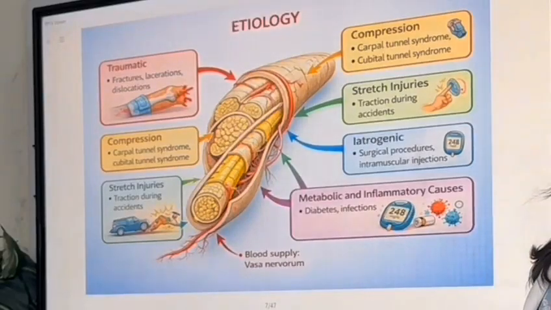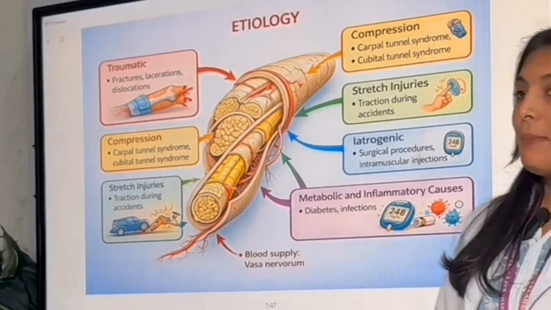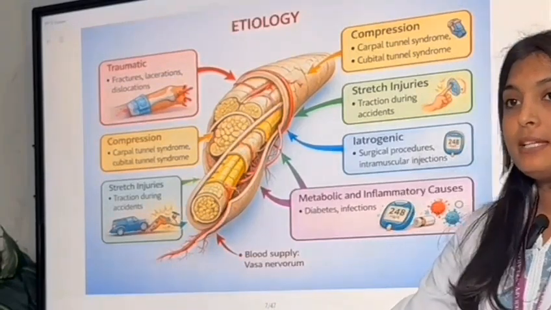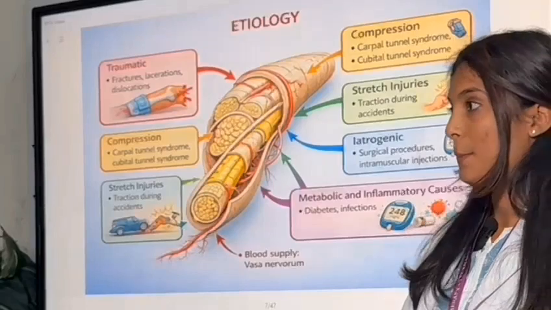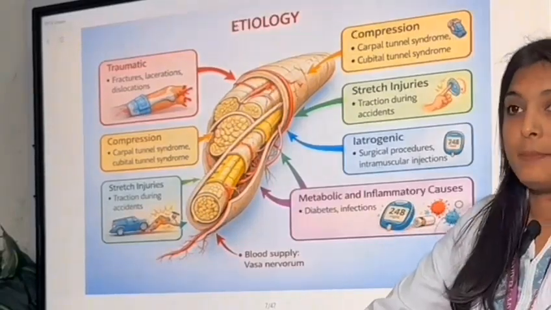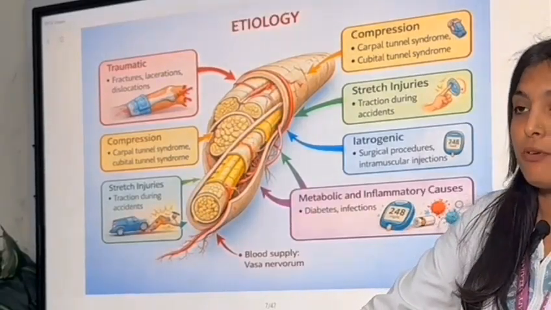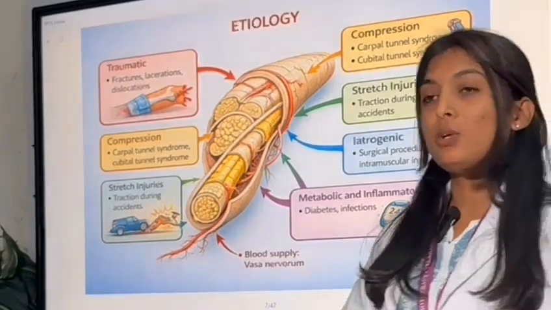Next comes metabolic and inflammatory causes. Because of the imbalance in the metabolic system, it can lead to nerve ischemia, which in turn leads to demyelination of the peripheral nerves. Infectious causes such as leprosy. Leprosy is one of the examples of damage to the peripheral nerve because it involves the peripheral nerves.